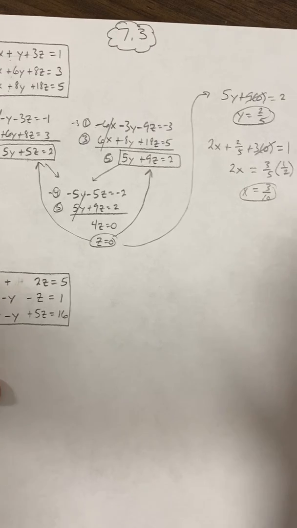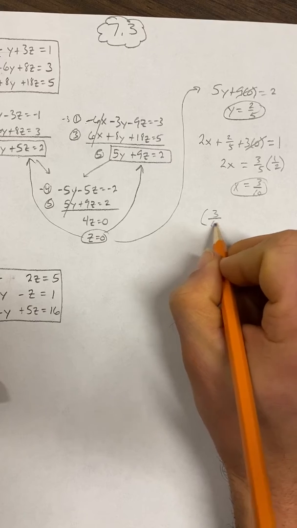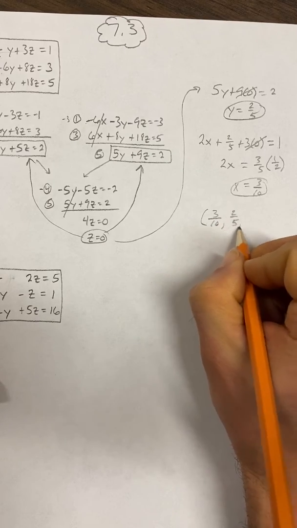And then like we normally do, we're going to write this as a point, a 3-dimensional point. So we'll say it's (3/10, 2/5, 0).